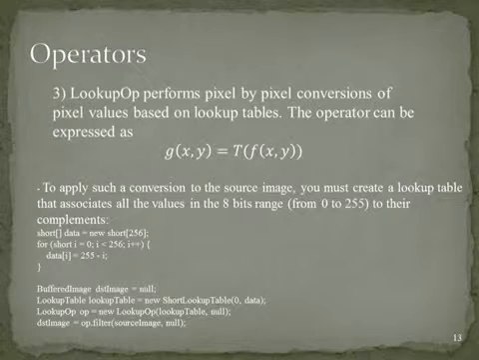8 bits, which means 2 to the power 8, which is 256, so from 0 to 255. First, we create an array of shorts of 256 colors, and then we make a transformation. We create an array, then we fill the array with the following equation, which is data of I equals 255 minus I. Then the first value is 255 minus 0, then 255 minus 1 is 254, etc.